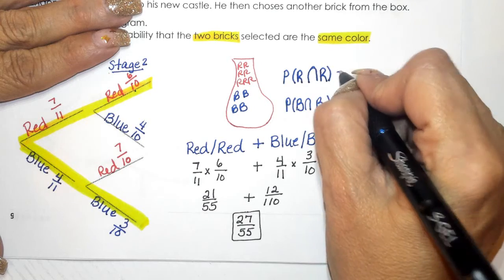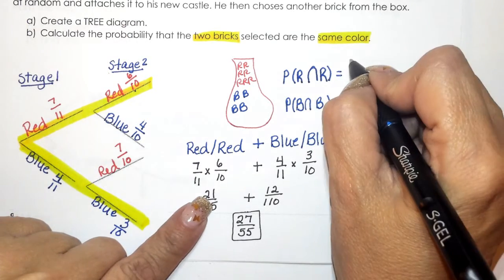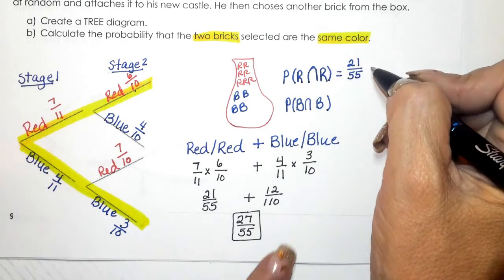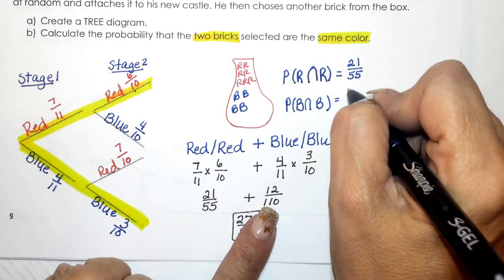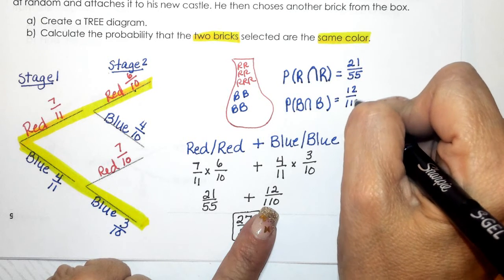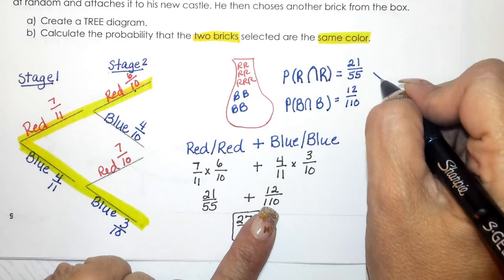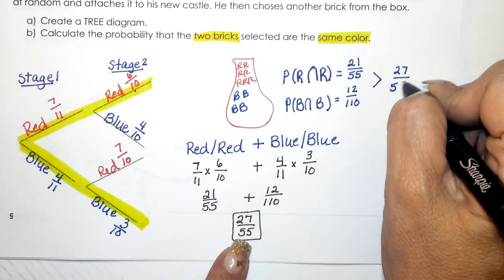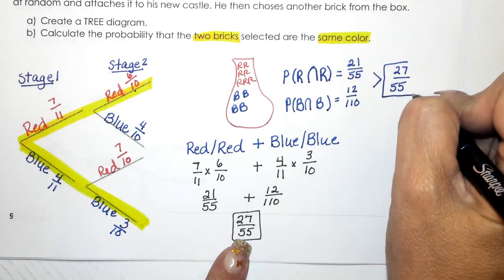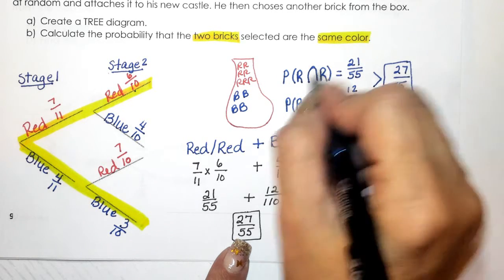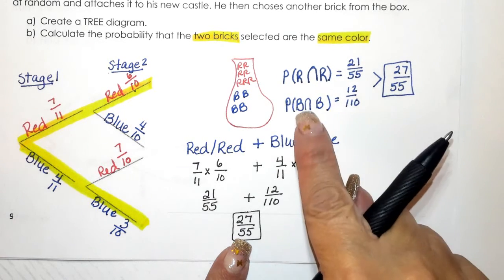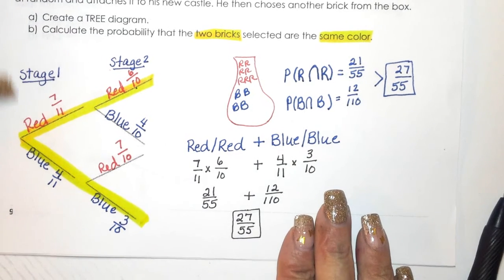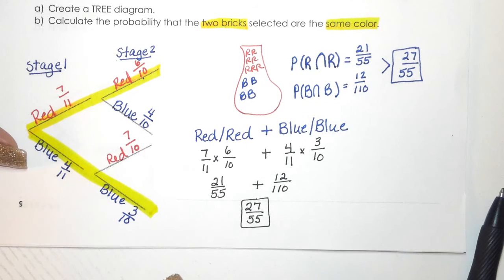So here we go. We already know this. Red, we said it was 21 out of 55. And then we said the probability of blue was 12 out of 110. Then I could add those together, and we got 27 out of 55. This is a little bit more mathematical than what I said. I can see red, blue. I can see that.